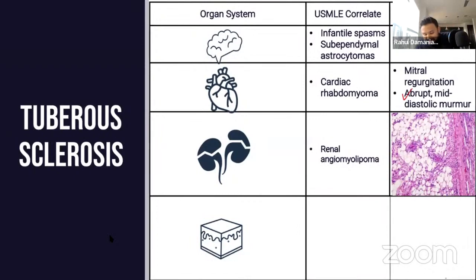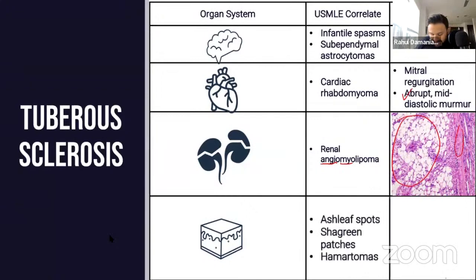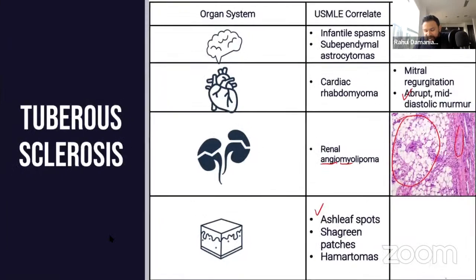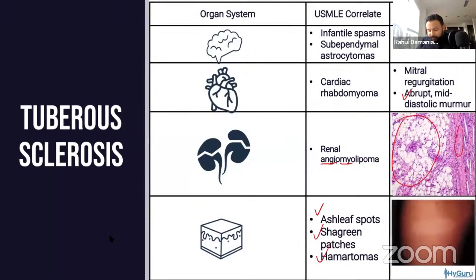And so if you break this down, you have angio, which means blood vessel, myo, which means muscle, which you can see here, and then lipoma, which is going to be fat cells. And then finally, you are going to have these ash leaf spots, which are hypopigmented, shagreen patches. You may also get flesh-colored lesions because of the actual proliferation on the skin and the hamartomas that you can see. And so this is a picture of your ash leaf spot.